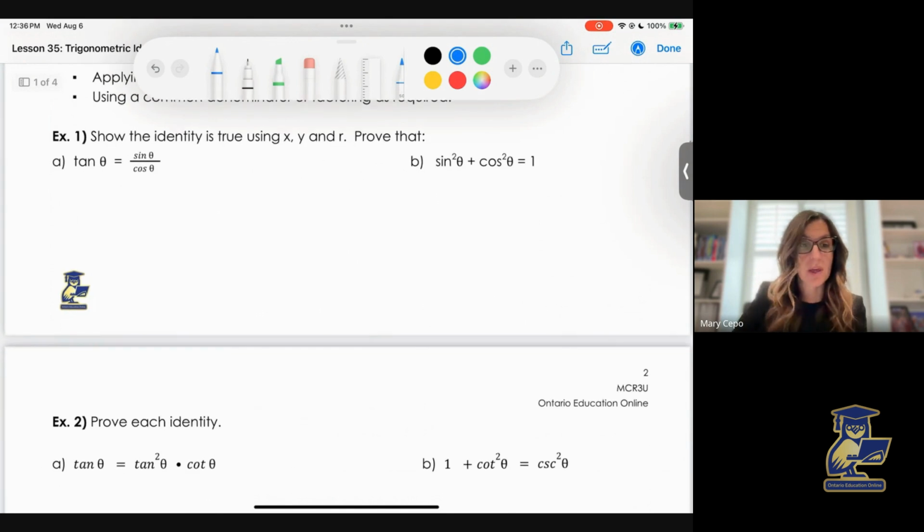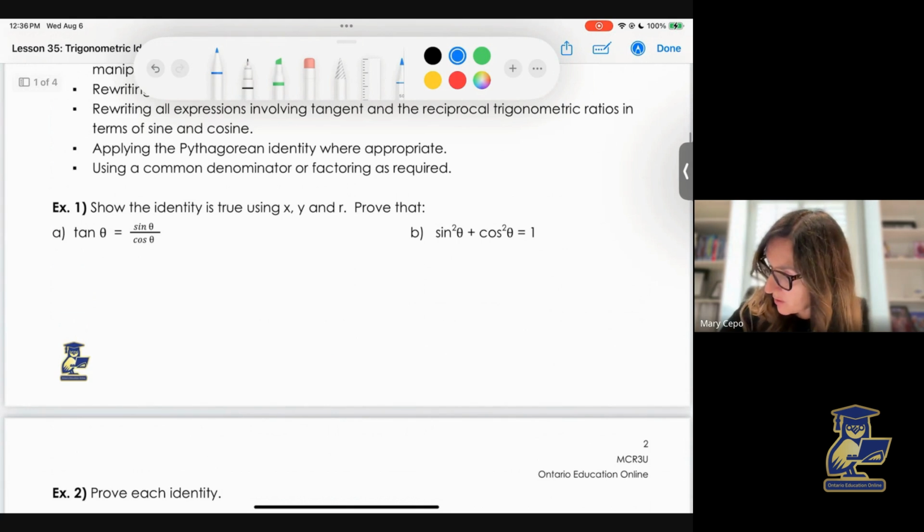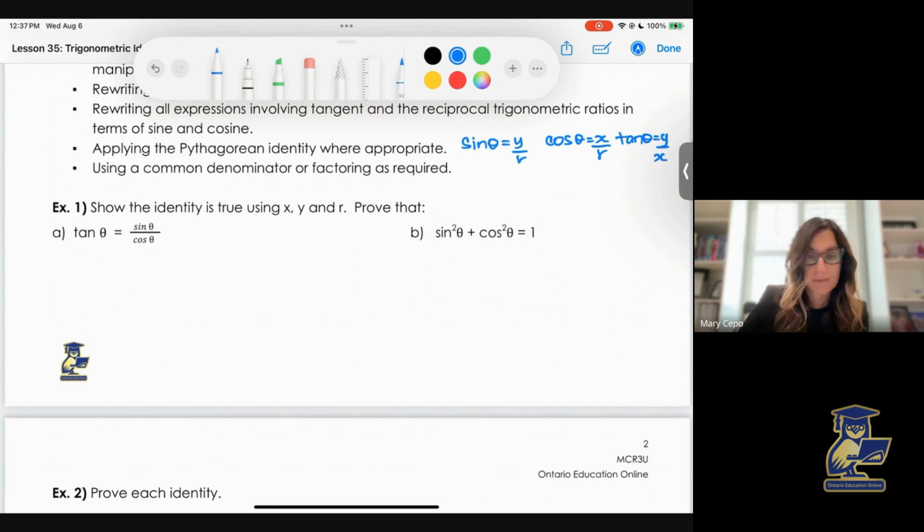Okay, so in example 1, we have: show the identity is true using x, y, and r, and we want to prove that tan theta is equal to sine theta over cos theta. Just a little reminder, we know sine theta is y over r, cosine theta is equal to x over r, and tan theta is equal to y over x. So if we look here, the left side is equal to tan theta. We know tan theta is equal to y over x.